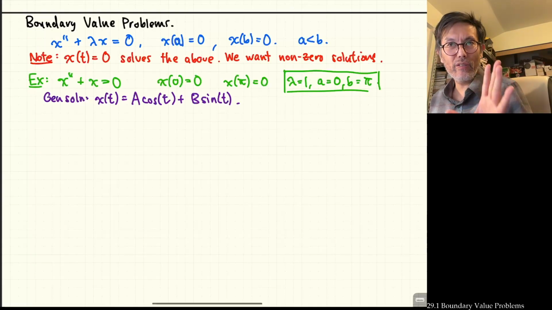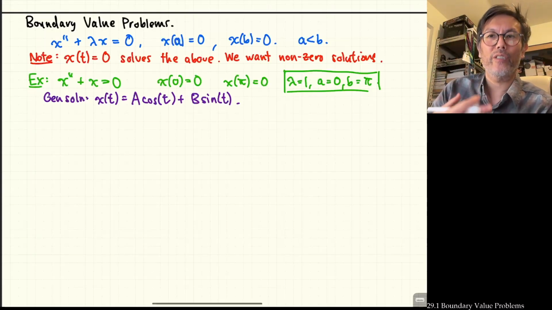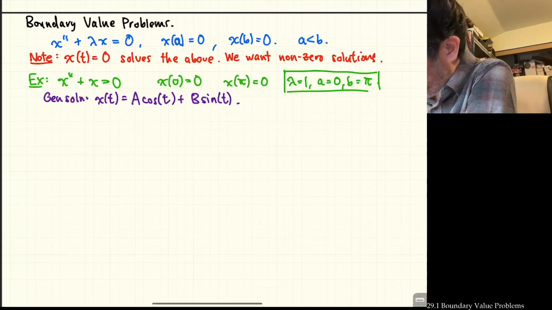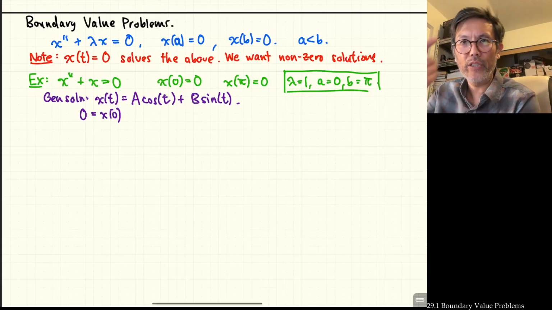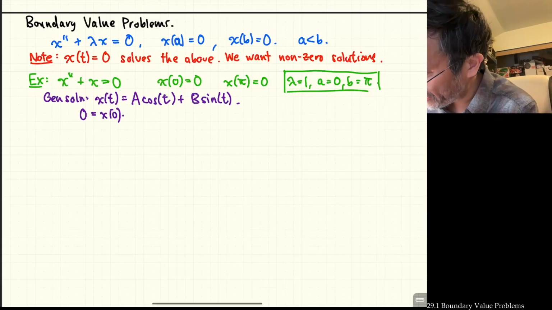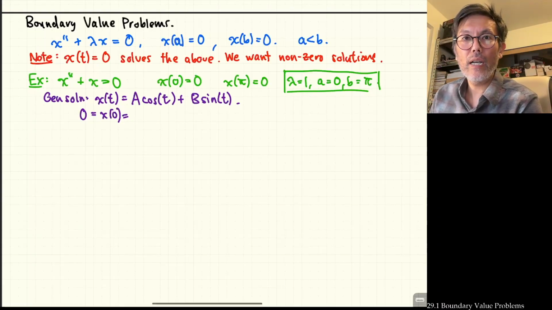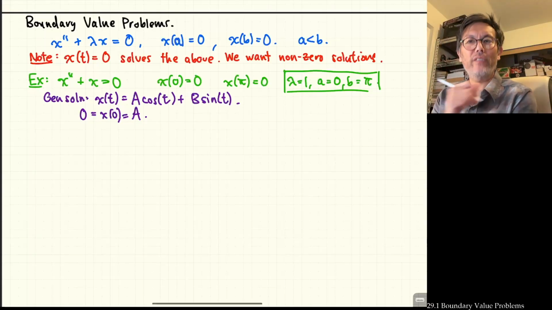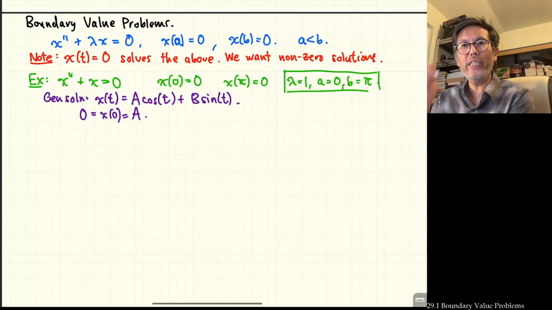Now let's think about what these initial conditions are saying. Or sorry, I called them initial conditions. They are boundary constraints. Let's think about what these boundary constraints are telling us. The first one says 0 is equal to x of 0. If we plug in 0, the b sine t dies, and cosine of 0 is 1, so we're just left with a. We learned that a is 0. So to satisfy that first condition, we need a to be 0.